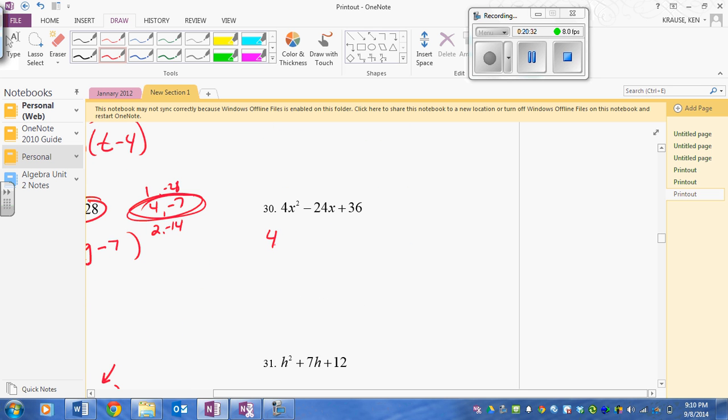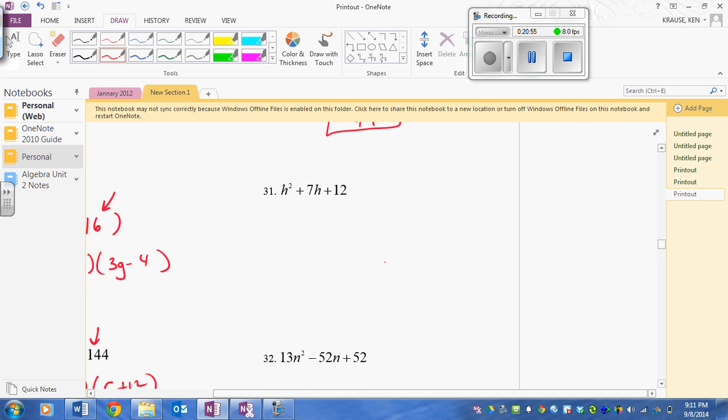This one has a GCF of 4, so I'm left with x squared minus 6x plus 9, which I think we've already factored before. x and x. Multiply to positive 9, so they both have the same sign. Because these need to multiply to positive 9, and that's negative 3, negative 3.